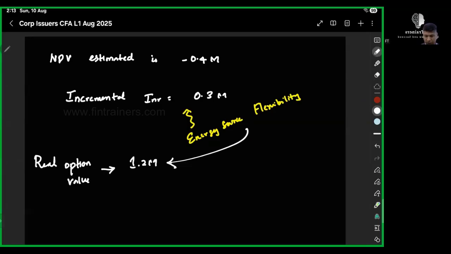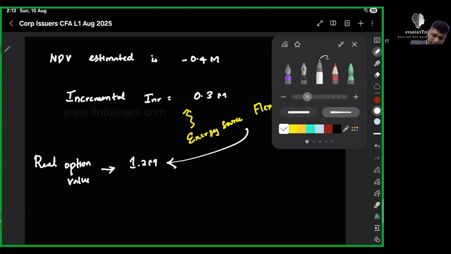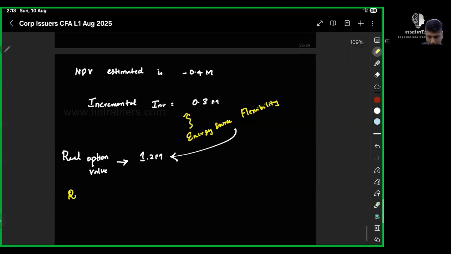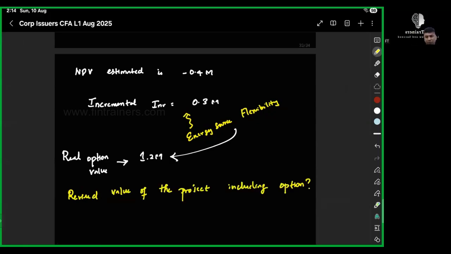What is the value of the option? What is the value of the project, including the option? The revised value of the project, now that I consider the option also. I'll just explain the option.